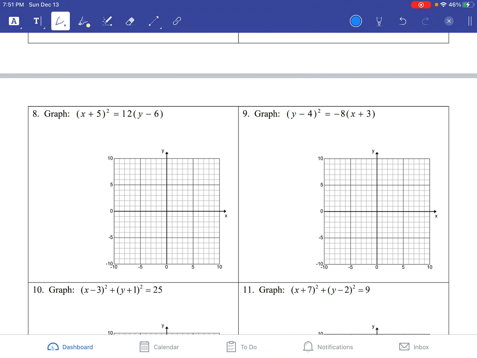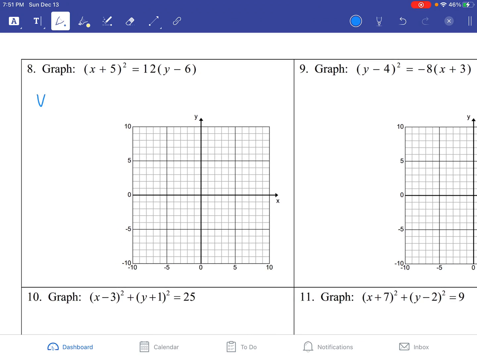Number 8, this is going to be a parabola. All right. So my vertex is going to be h comma k, which is going to be -5, 6. All right. So -5, 6 is going to be right here. Because the x is in front and being squared, that means my graph's going to go up and down. And because the 12 is positive, it's going to be going up. All right. And my p-value is going to be 12 divided by 4, which is 3.